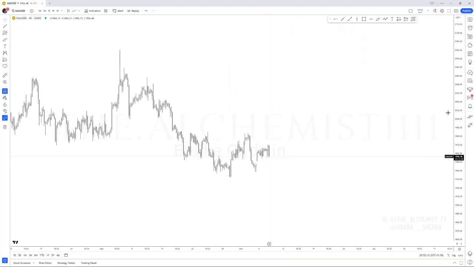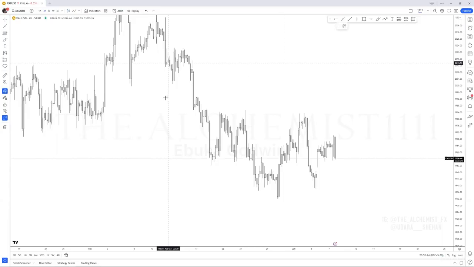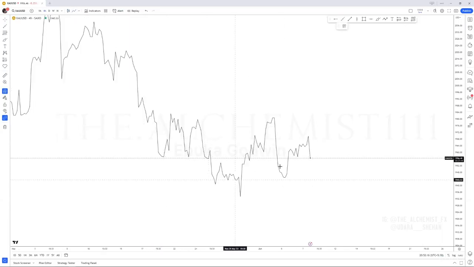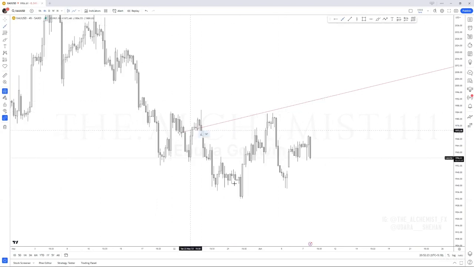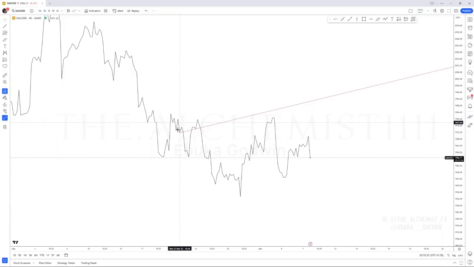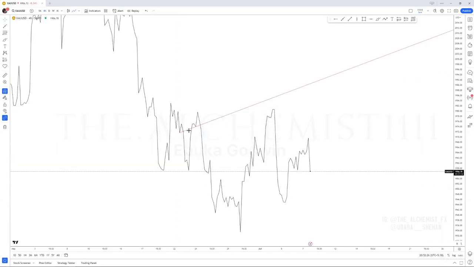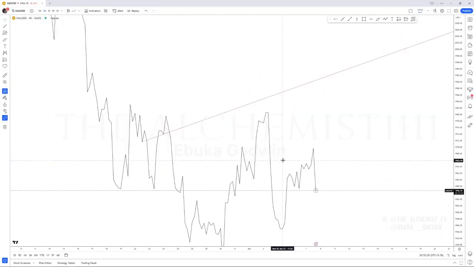Now some people will draw some crazy trend lines like this. Let's say maybe they connect this point and then this point and then take the entry. People do stuff like that, but in my opinion, that is completely wrong. Just because you have two points, don't connect them. So that's wrong.